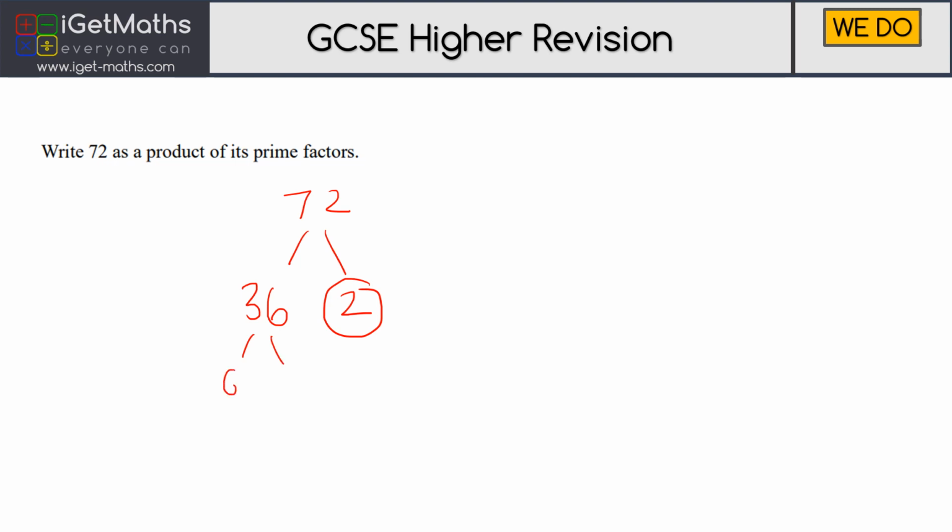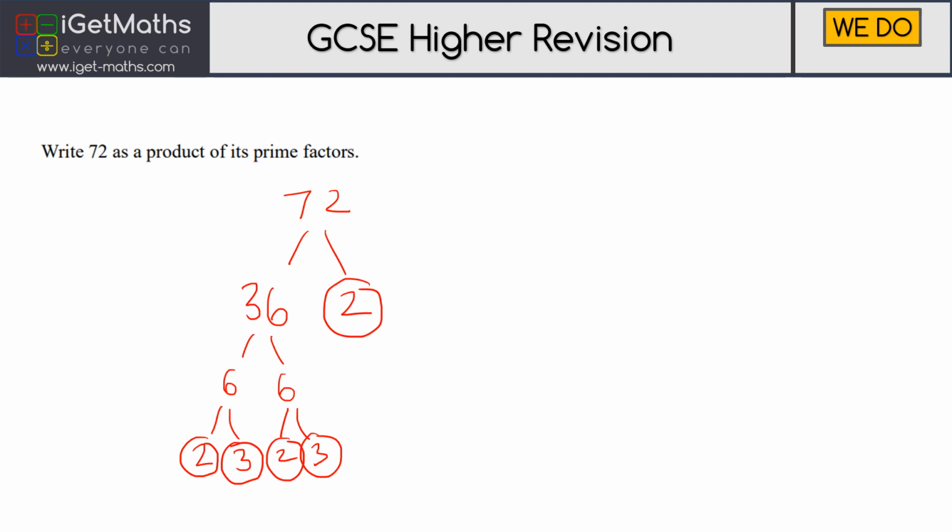And then 6 times 6 will make 36. They're not prime numbers either, so then you're going to do another 2 branches, and then you've got 2 times 3. They are both prime numbers as well, so circle them. And then 6 is not a prime number, so you've got 2 branches. You've got 2 times 3, circle them.